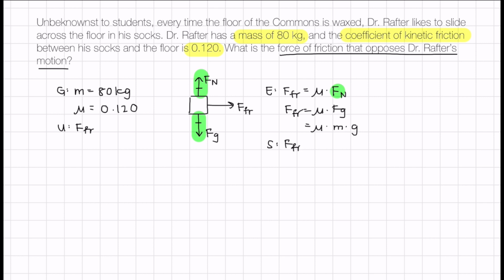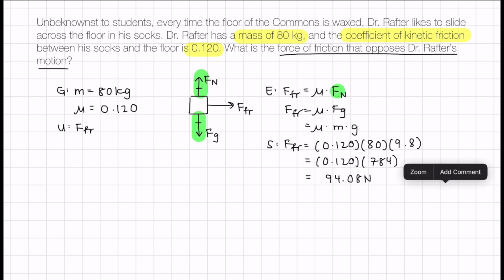And I'm going to go ahead and substitute everything. So my force of friction is equal to mu, which is 0.120, times the mass, which is 80, times the magnitude of the acceleration due to gravity, which is 9.8. And if I calculate that out, it will end up being 0.120 times 784. And if I simplify that further, it will give me 94.08 newtons. And again, I drew my force of friction in the rightward direction.